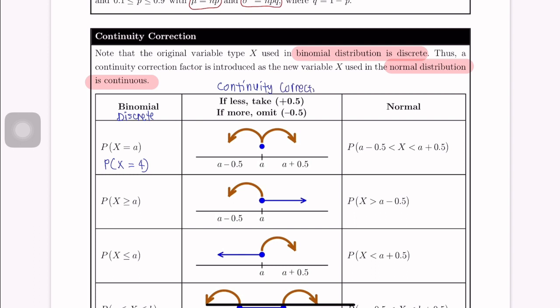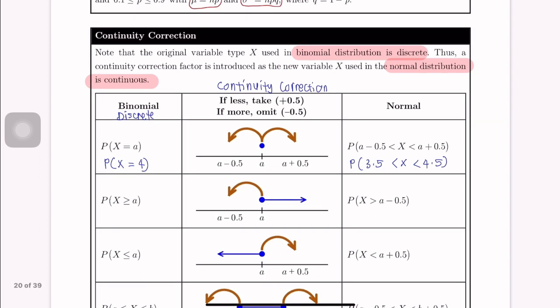Continuity correction, or simply CC. We will choose 0.5 less and 0.5 more than the value. So for example, we have probability x equals 4. To change it to normal, we will have probability x between 3.5 and 4.5. So this one is CC. We don't take the value straight away from the binomial. We need to do continuity correction, because normal is continuous.